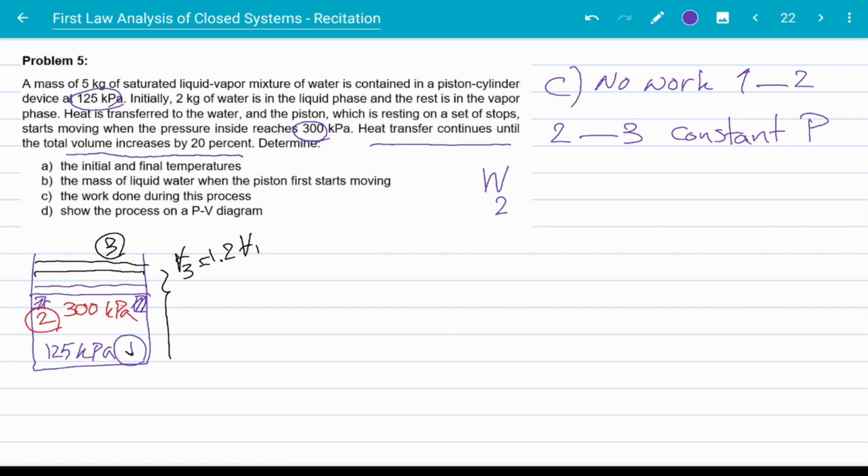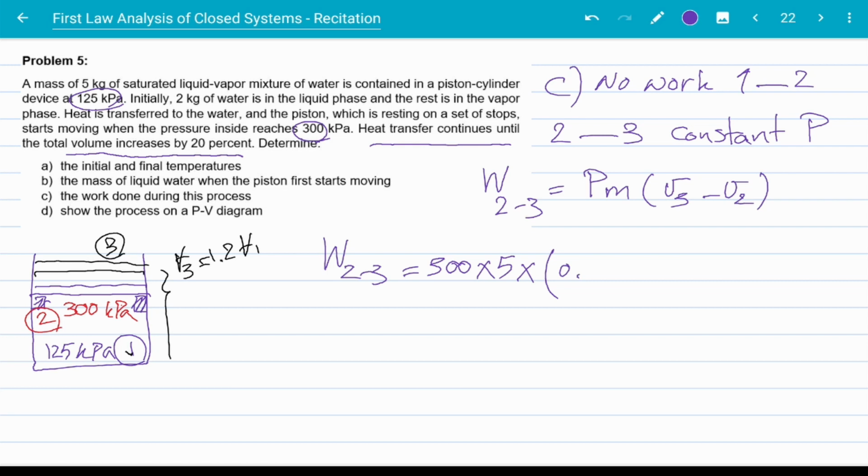The work from 2 to 3 is pressure times mass times specific volume of state 3 minus the specific volume of state 2. It's just a matter of plugging numbers. So work from 2 to 3 is the pressure, which is 300 kilopascals, times the mass, 5 kilograms, times the specific volume 3, we have it from previous pages, it's 0.9905, minus specific volume of state 2, we also have it from last page, it's 0.82549192. And if you do the calculations, you get that the work from 2 to 3 is 247.65 kilojoules.